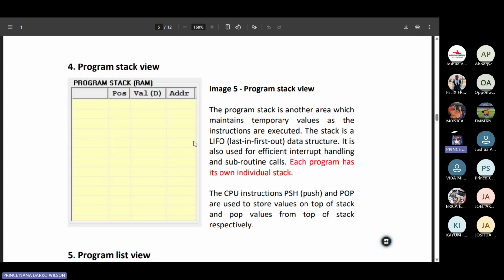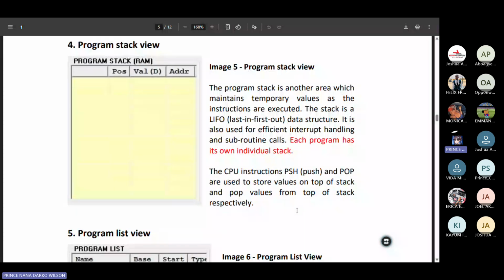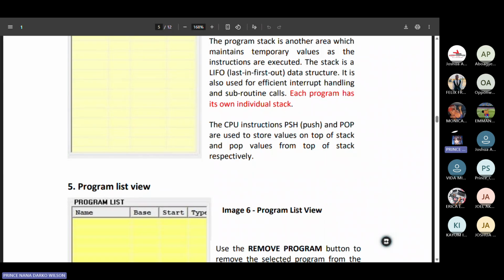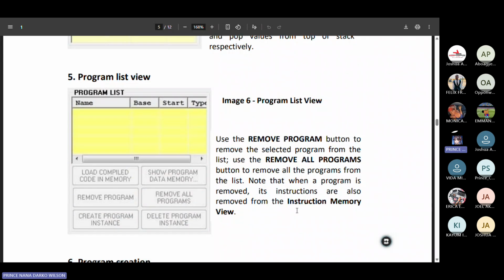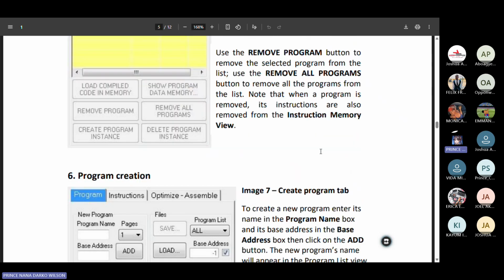All right, the CPU instructions push and pop are used to store values on top of the stack and then pop from the top. So storing is adding and popping is taking away. These are simple terms, but they mean a lot. And also, when we are working, we learn to remove a program. That one we'll do practically later.